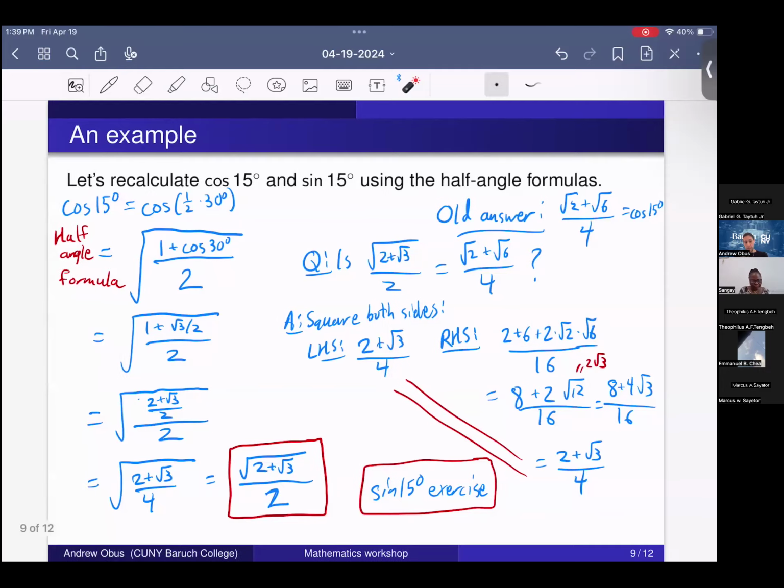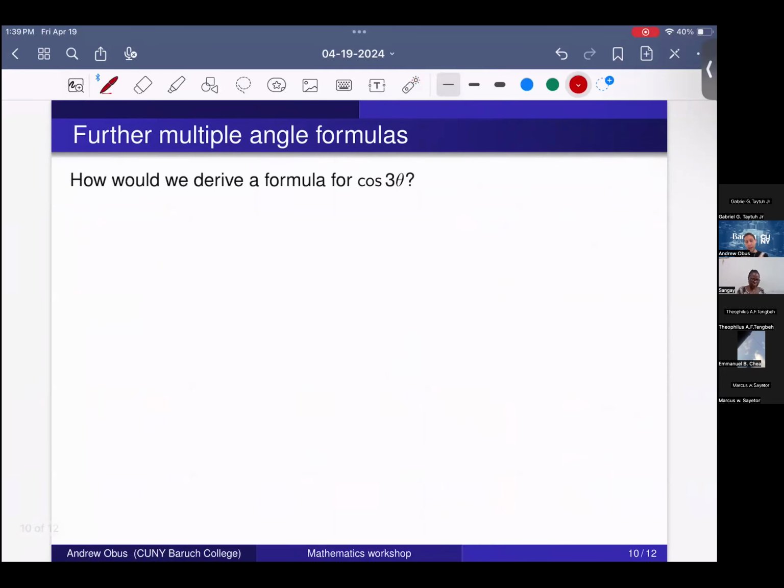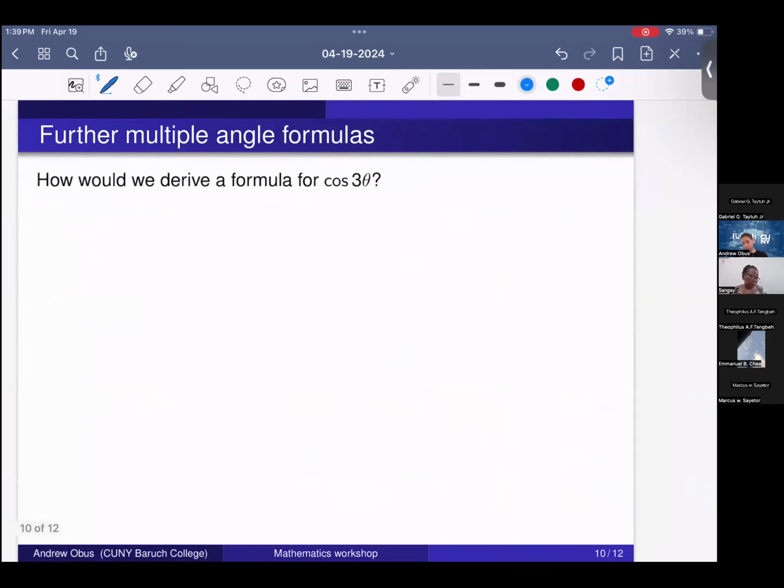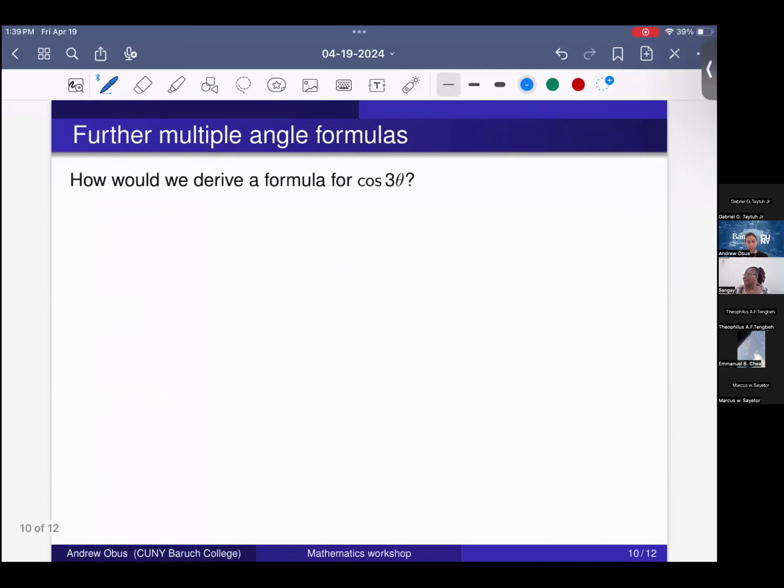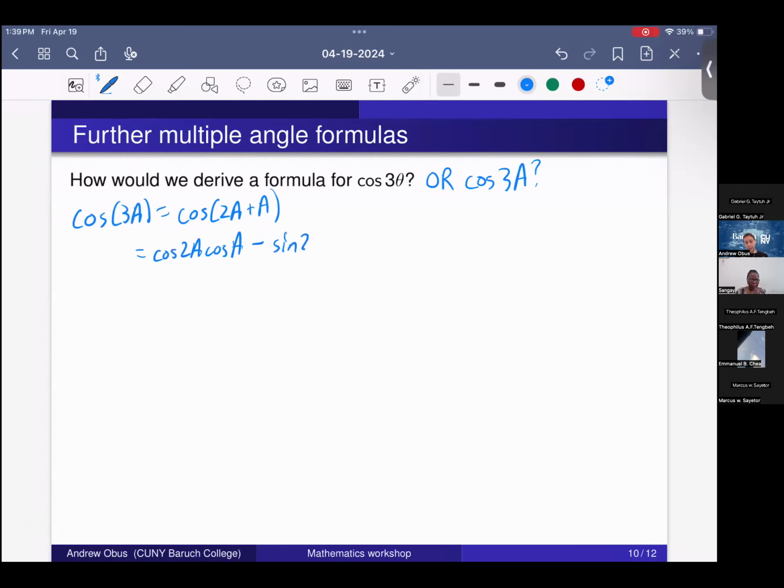Okay, so I have one more slide. Let me do this one slide quickly for time, and then there's some homework that I'll talk about next week. So how would we derive a formula for cosine of 3 theta? Or I can use whatever letter I want, maybe cosine of 3a, just because it's easier to write a. Well, cosine of 3a is equal to cosine of 2a plus a. So this is going to be cosine of 2a times cosine of a minus sine of 2a sine of a.